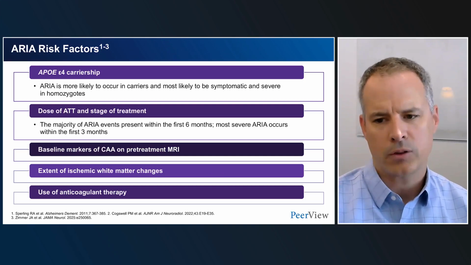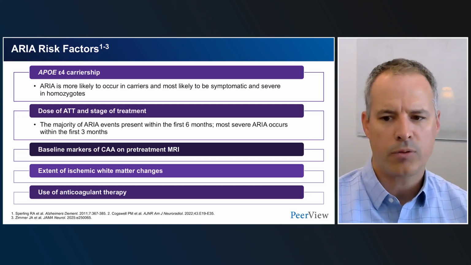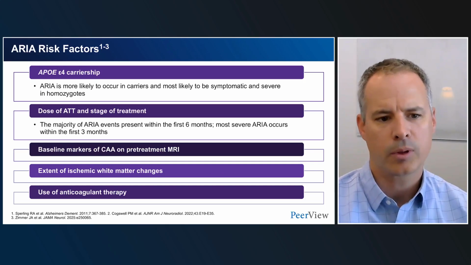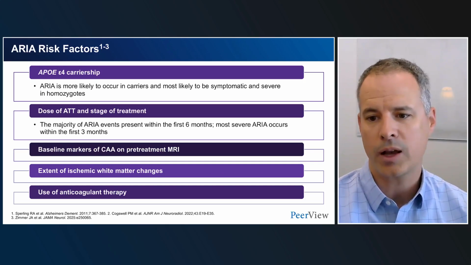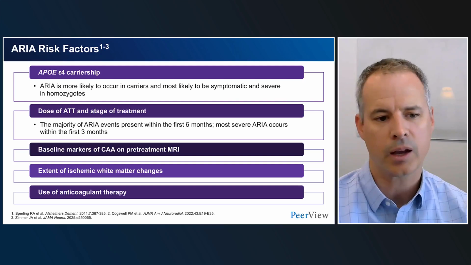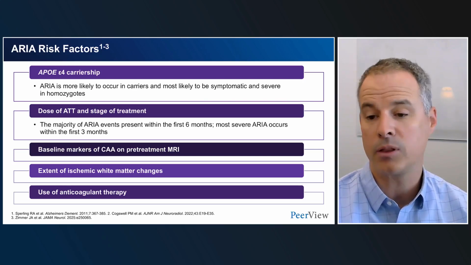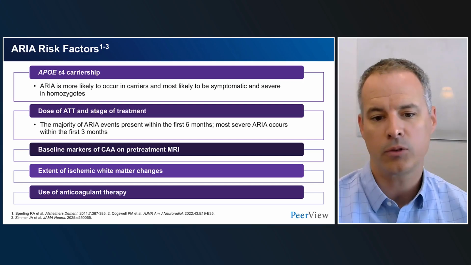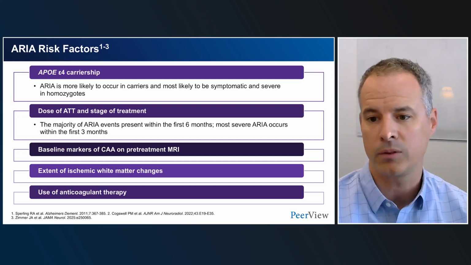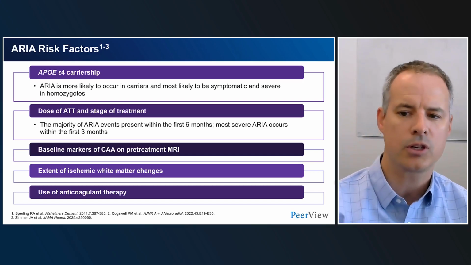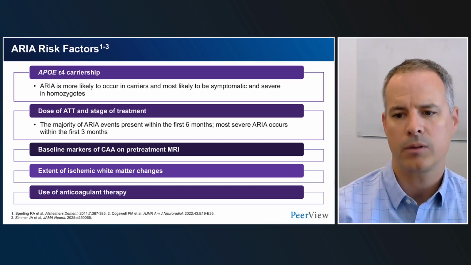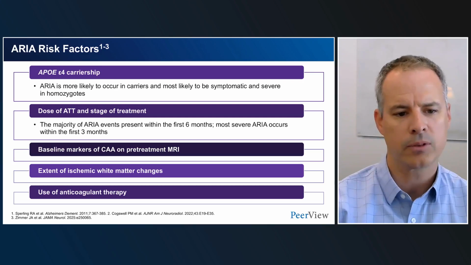So what are the risk factors for ARIA? As I mentioned, ApoE4 carriership, homozygotes are at very high risk, but heterozygotes have a slightly higher risk of ARIA. The stage and point in the treatment schedule: the majority of ARIA events happen in the first 6 months of treatment, and most severe cases are in the first 3 months. So you have to keep a very close eye out for ARIA when you first initiate treatment. That's when it generally happens.